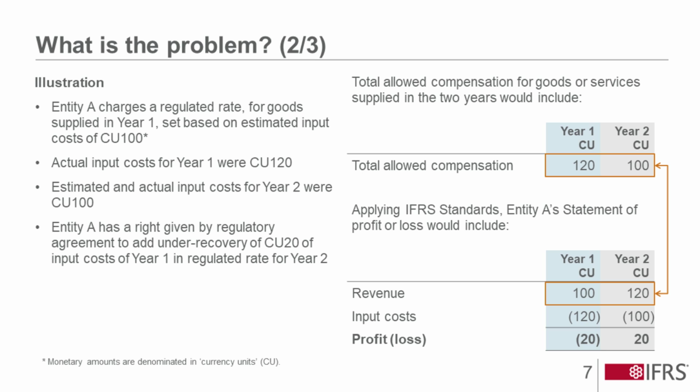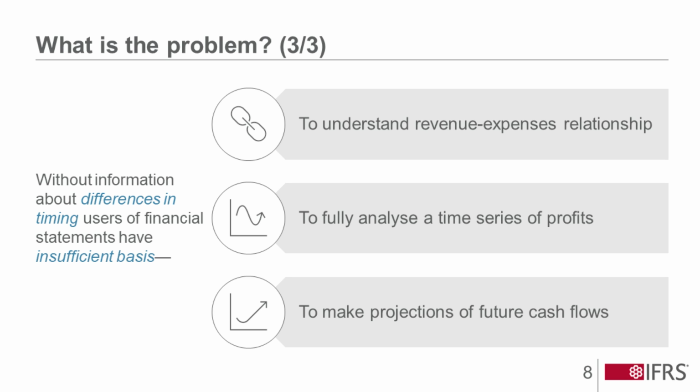However, the compensation of 20 included in revenue of year 2 is part of the compensation for goods supplied in year 1. This example illustrates that without information about the timing difference of 20, investors would not understand that revenue in year 1 does not include compensation of 20 for goods supplied that year, and revenue in year 2 includes compensation of 20 that relates to goods supplied in year 1. And this is the problem we want to address with this proposed standard.